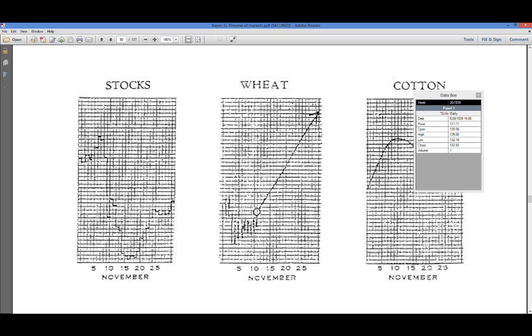Look what he does for wheat over here. I don't have the wheat data. We would review it too. But it just, boom, vertical. Okay, so those are the dates. Let's go to the market, see how they were.